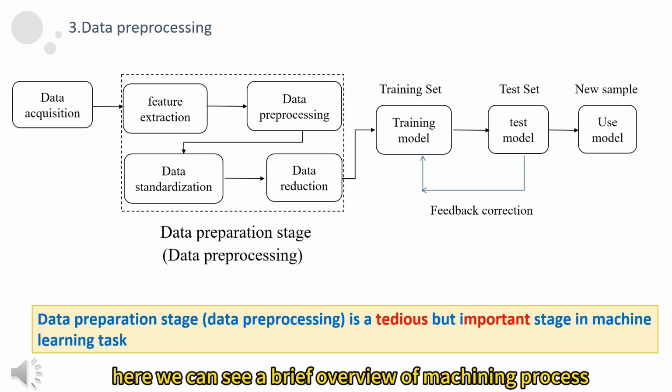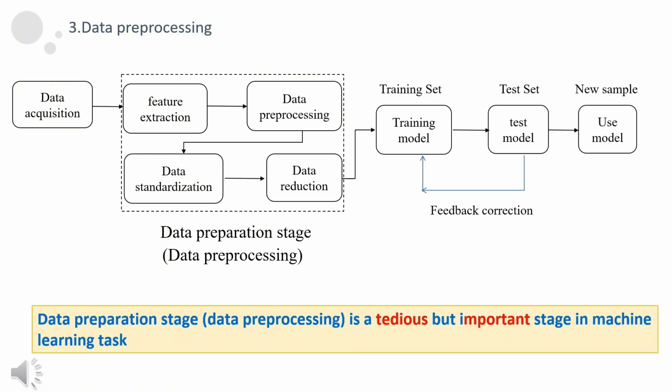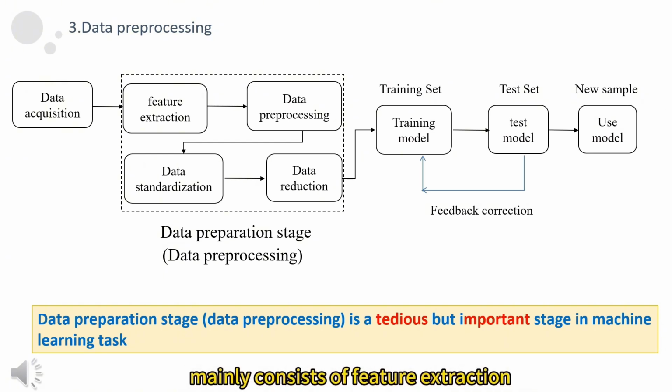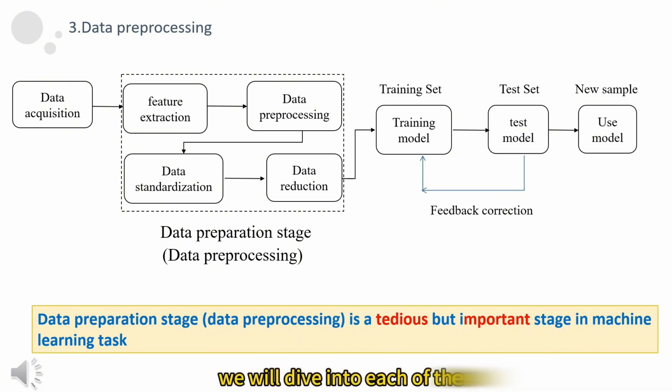Here, we can see a brief overview of the machine learning process with our focus on data preprocessing. Data preprocessing mainly consists of feature extraction, data preprocessing, data standardization, and data dimensionality reduction. We will dive into each of these parts in more detail later on.